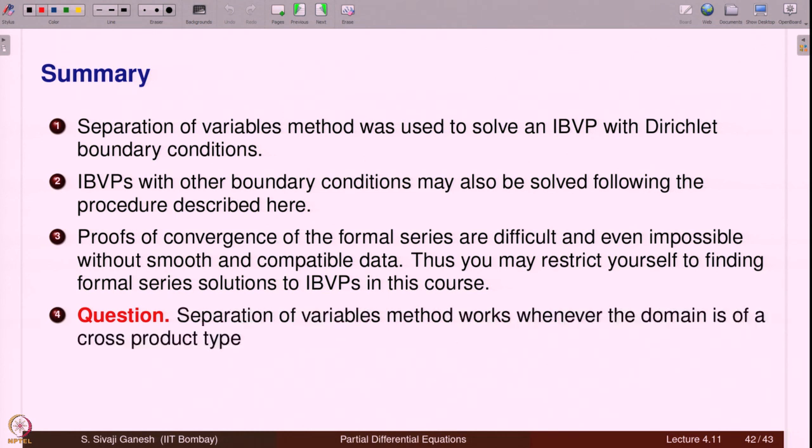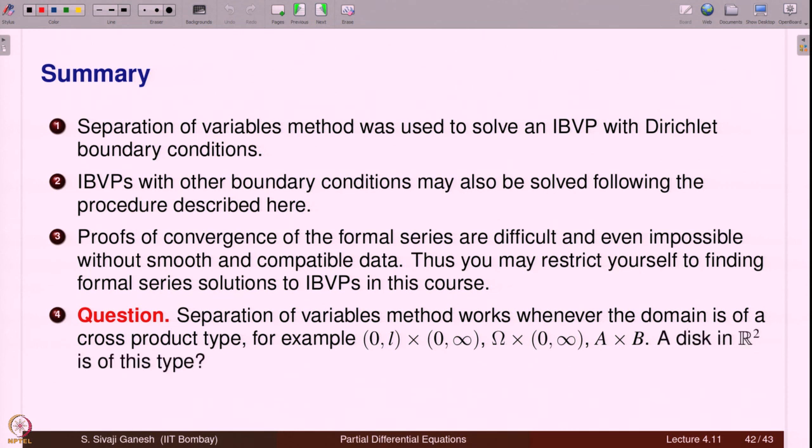Question: separation of variables method works whenever the domain is of a cross product type. We have seen [0,L] cross [0,infinity), X(x)T(t), right? x belongs to [0,L], t belongs to [0,infinity). x belongs to omega, t belongs to [0,infinity). A cross B, okay, x belongs to A, t belongs to B, or x belongs to A, y belongs to B.